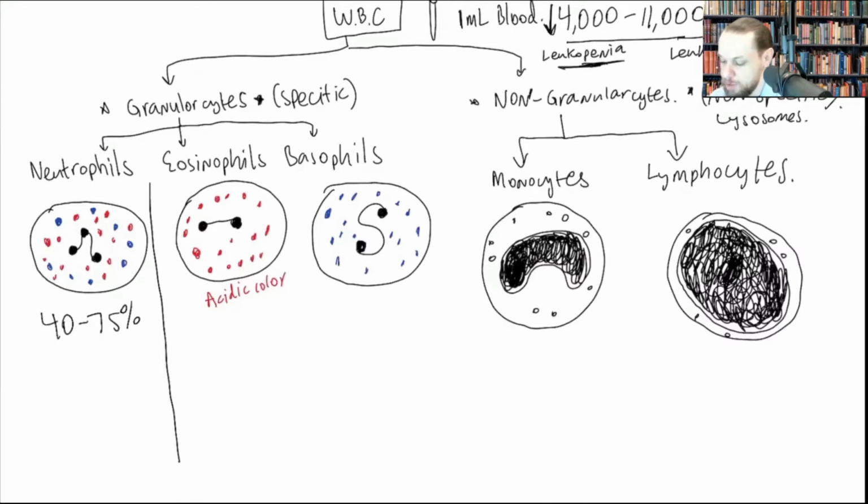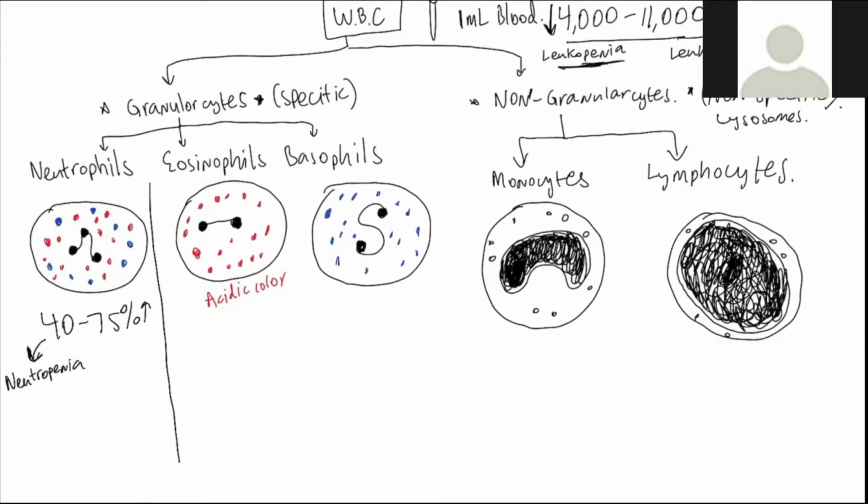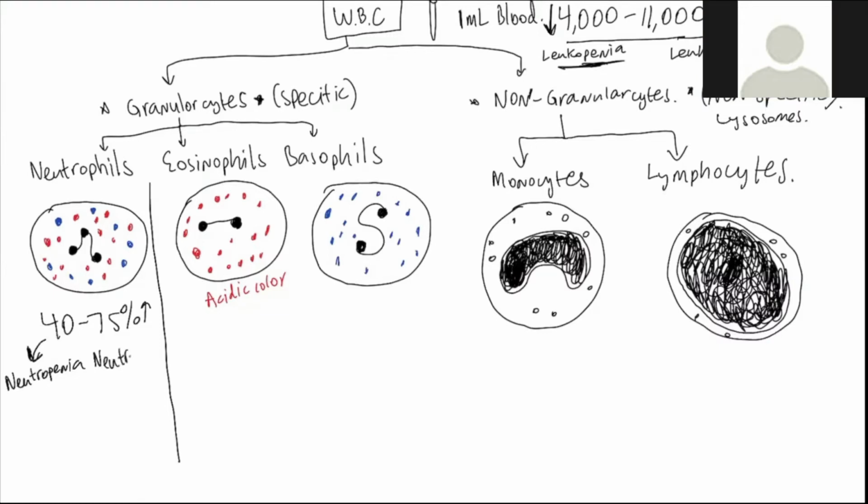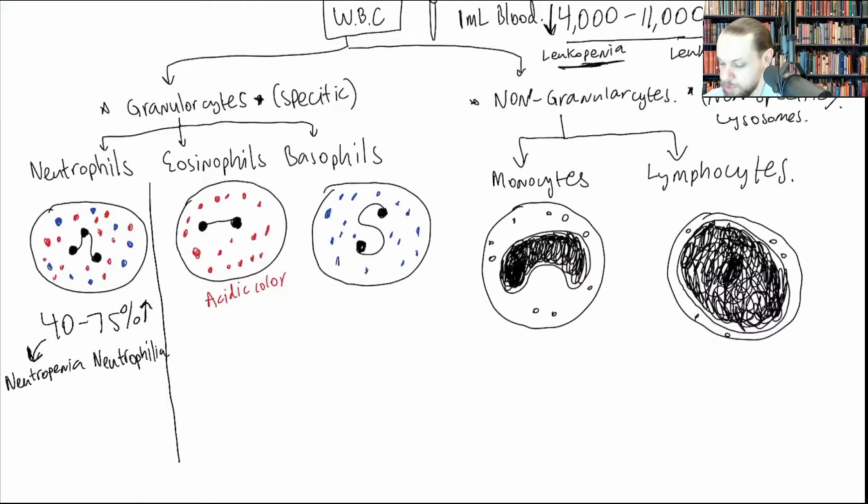Now, if you're below this number, this is called neutropenia. So if you're below 40%, let's say you're at 20%, you're going to have neutropenia. What do you guys suppose it's called if it's above 75? What do you think it's called? Neutrocytosis? That would be a good guess, but medical science is not so easy, right? So they actually call it neutrophilia. The higher amount of neutrophils in your blood is called neutrophilia.